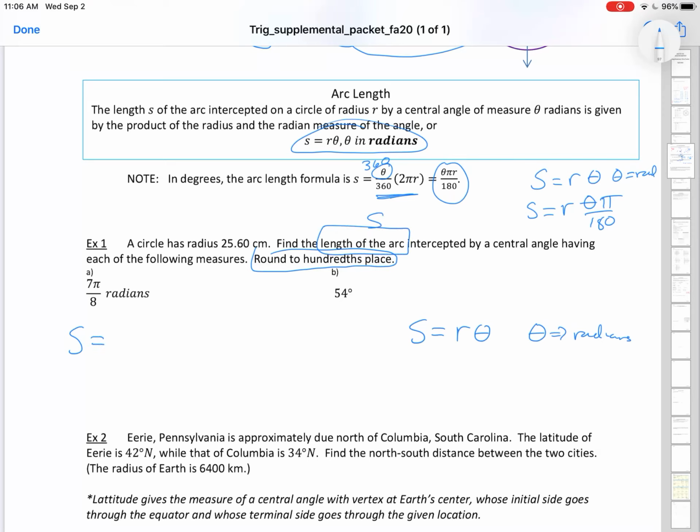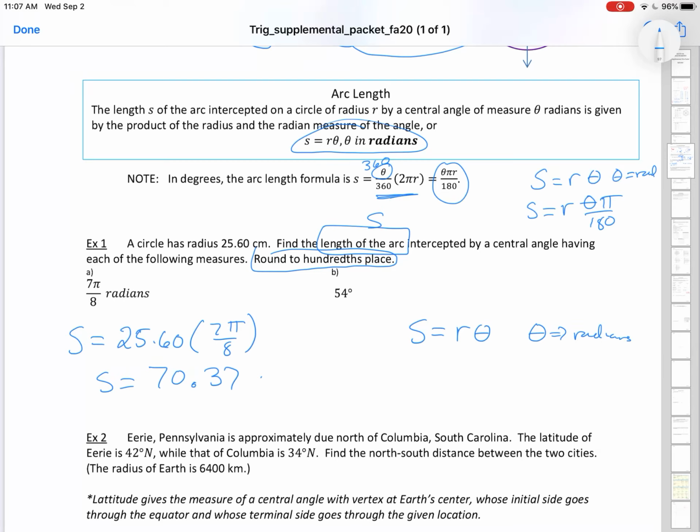70.37 what? 70.37, not radians, it's not a degree, it's a length. It's a length along the circle that has a radius of 25.6 centimeters. This is all in centimeters. Make sure to put the units on there.